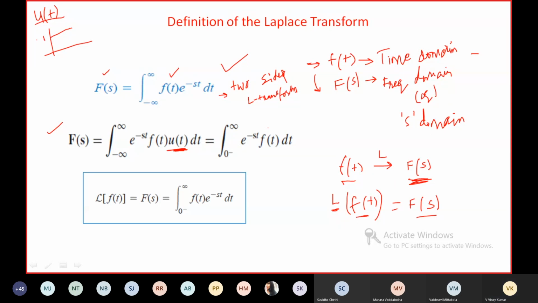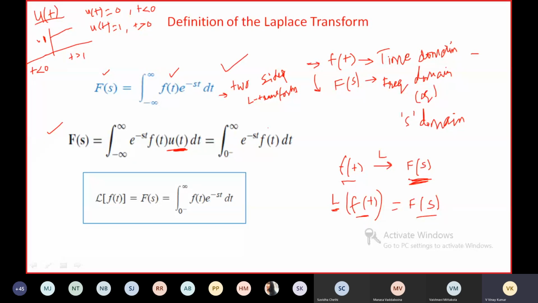This magnitude is equal to 1. Unit step function means u of t is equal to 0 for t less than 0, whereas u of t is equal to 1 for t greater than 0. So for t less than 0, u of t is 0. For t greater than 0, u of t is equal to 1. This is the unit step function.